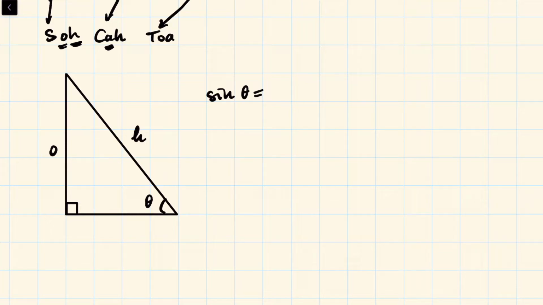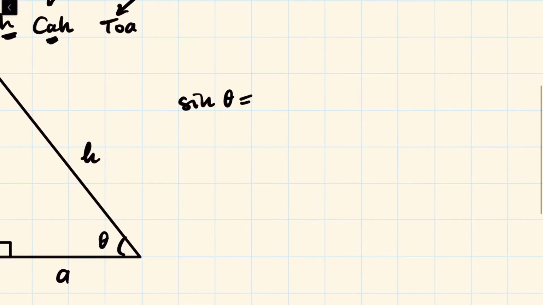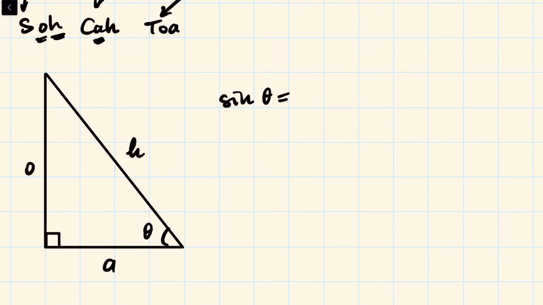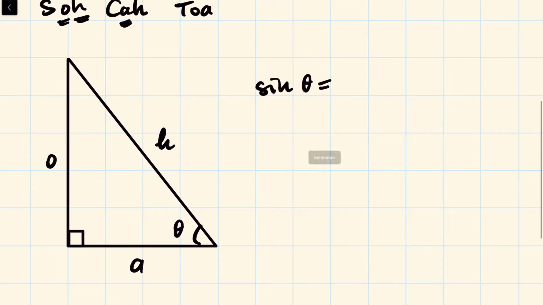So a good way to remember it, if it's not touching it, it's the opposite. And if it's the longest side, it's the hypotenuse. And if it's touching it, but it isn't the longest side, it's the adjacent. So sine theta is opposite over hypotenuse. So that's just how sine is defined. So opposite O over H.